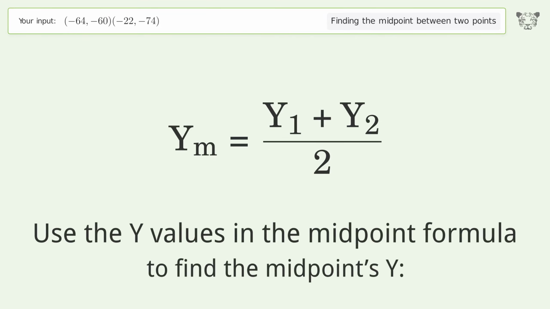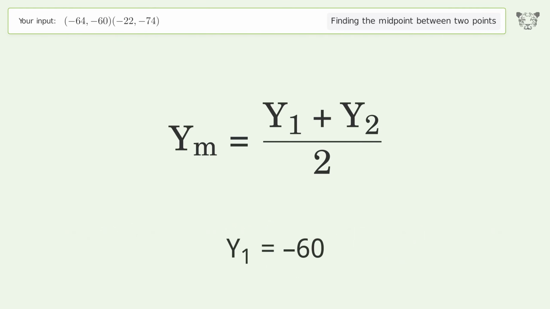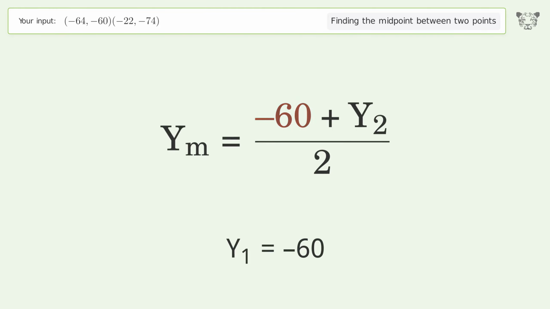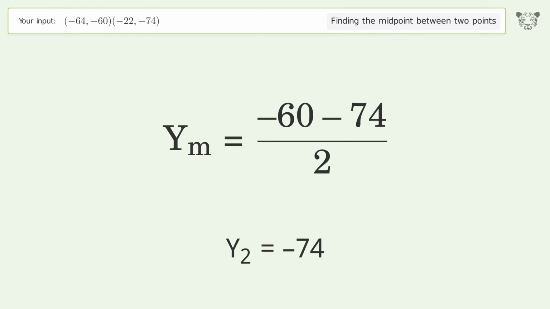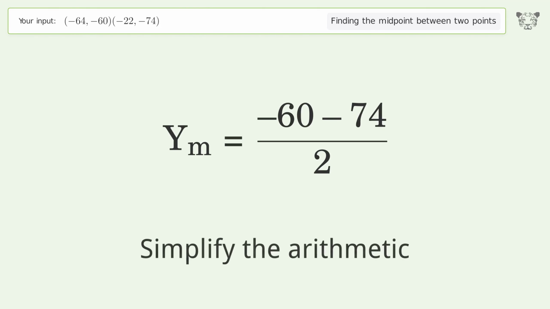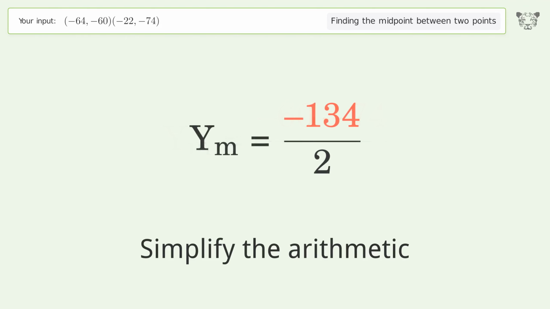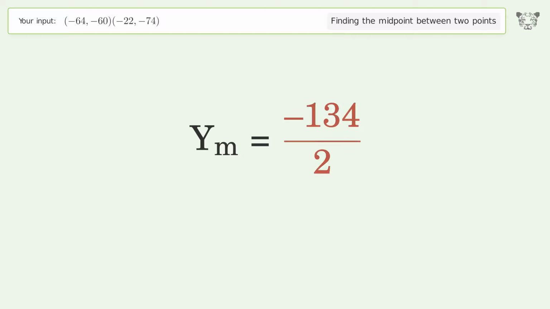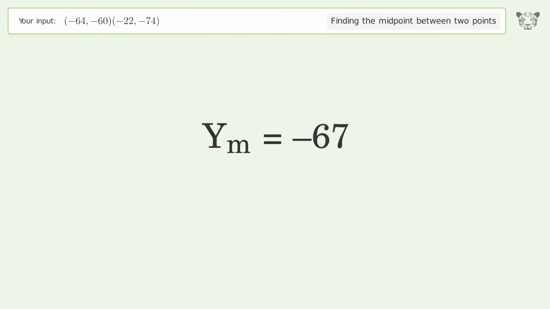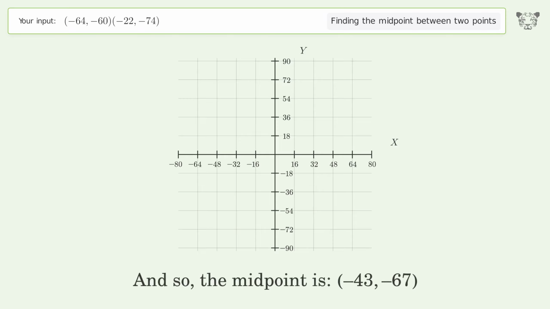Use the y values in the midpoint formula to find the midpoint's y. y1 equals -60. y2 equals -74. Simplify the arithmetic. And so, the midpoint is -43, -67.